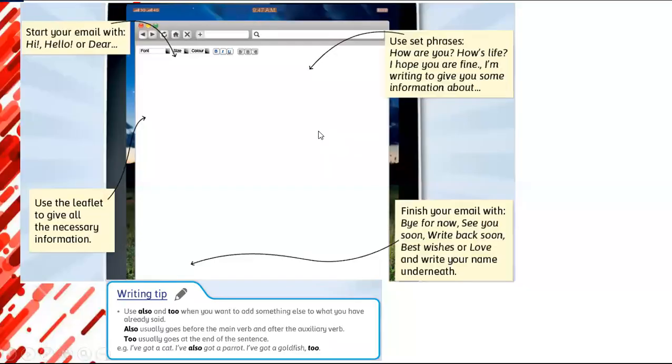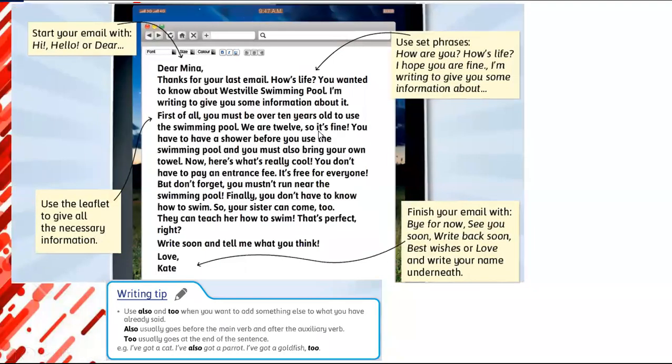Then, we also talk about an email. And when you write an email, number one, say hello, hi, dear. Then the invitation, then the rules. And finally, when you finish your email, say goodbye. Okay? Don't forget this. These are important. Hello, the invitation, the rules, and at the end, goodbye.